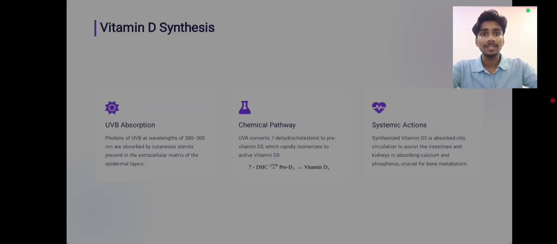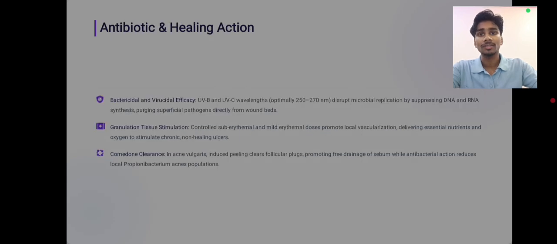The vitamin D synthesis, UVB absorption, chemical pathway, and systemic actions. Moving further to the antibiotic and healing action. Bacterial and virucidal efficiency, which includes UVB and UVC wavelengths, disrupts microbial replication.